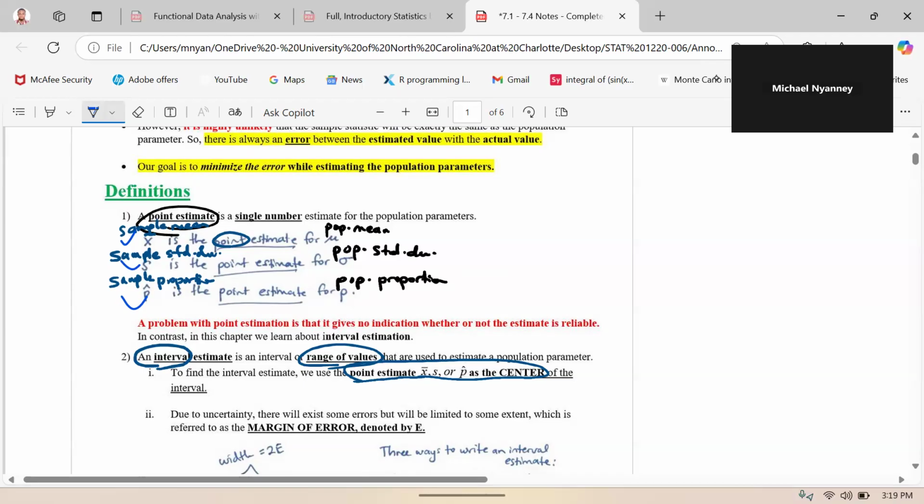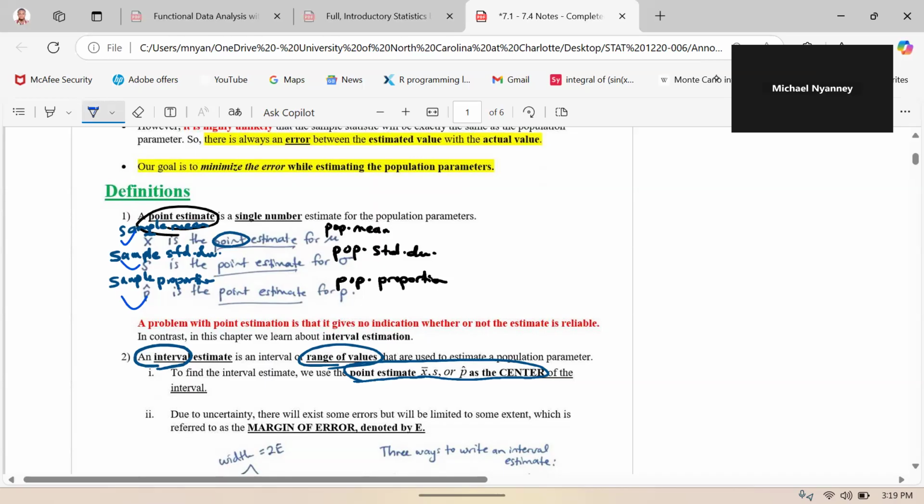This is the first definition we talk about. But the problem with the point estimate is that it gives no indication whether or not the estimate is reliable, because it's just a number. We don't know whether it's reliable. In contrast, we want to consider interval estimation. Why don't we consider a range of values that will help us estimate this population parameter? So that comes with the second definition, the interval estimate.